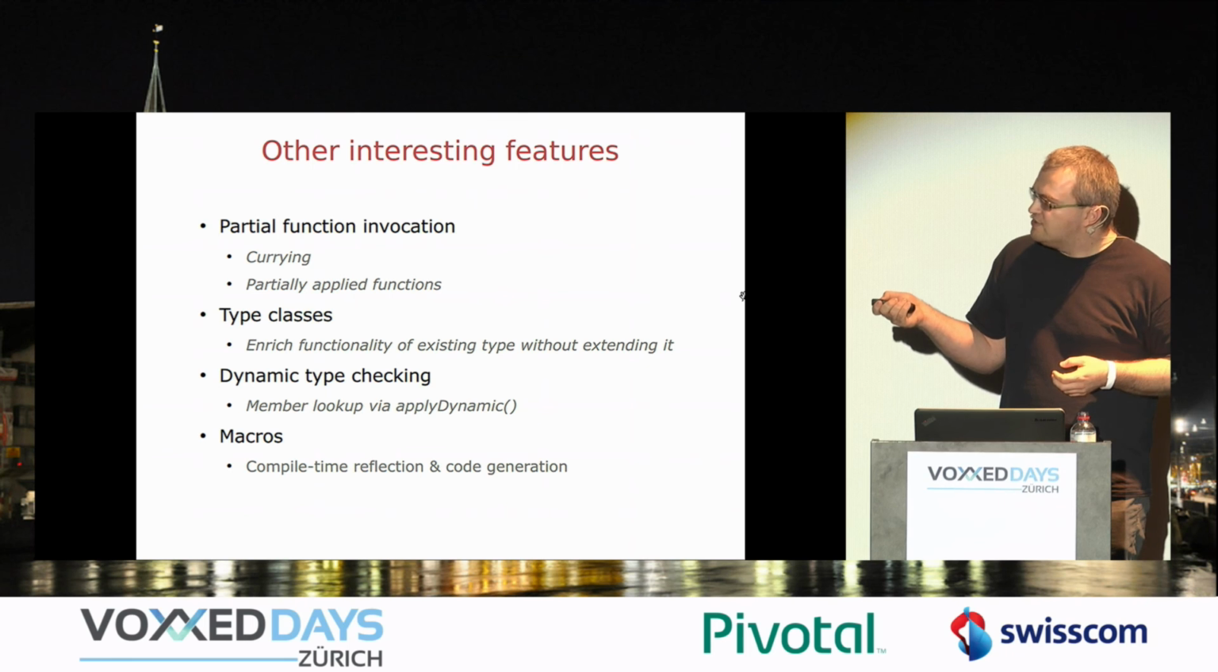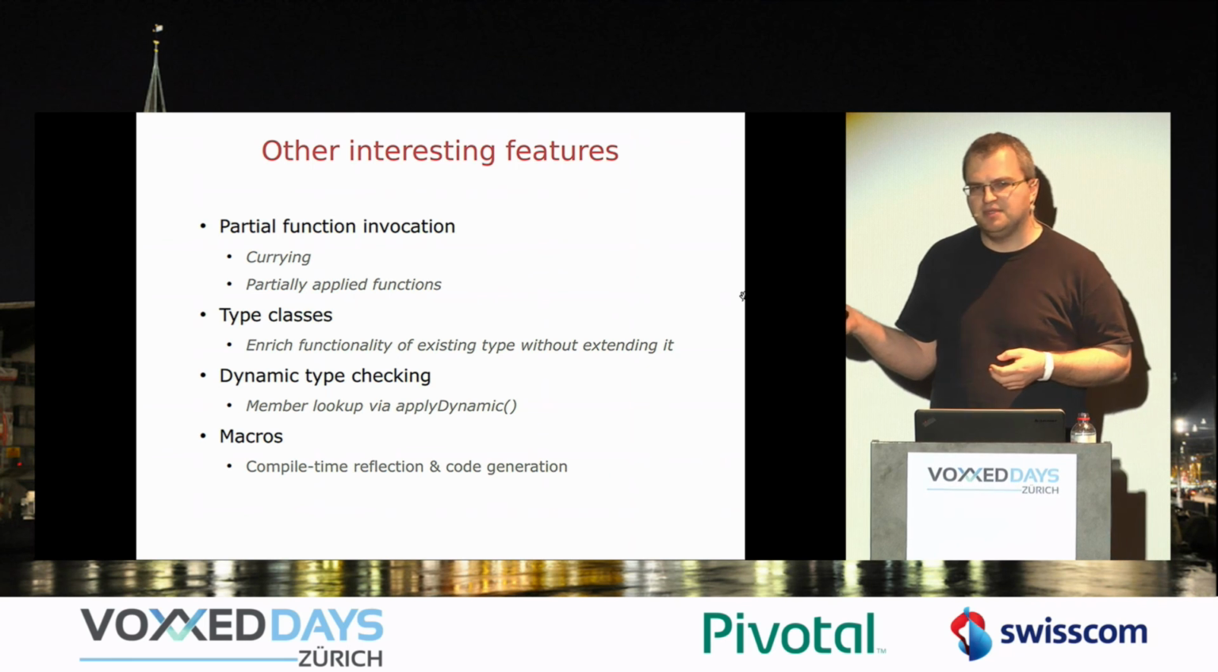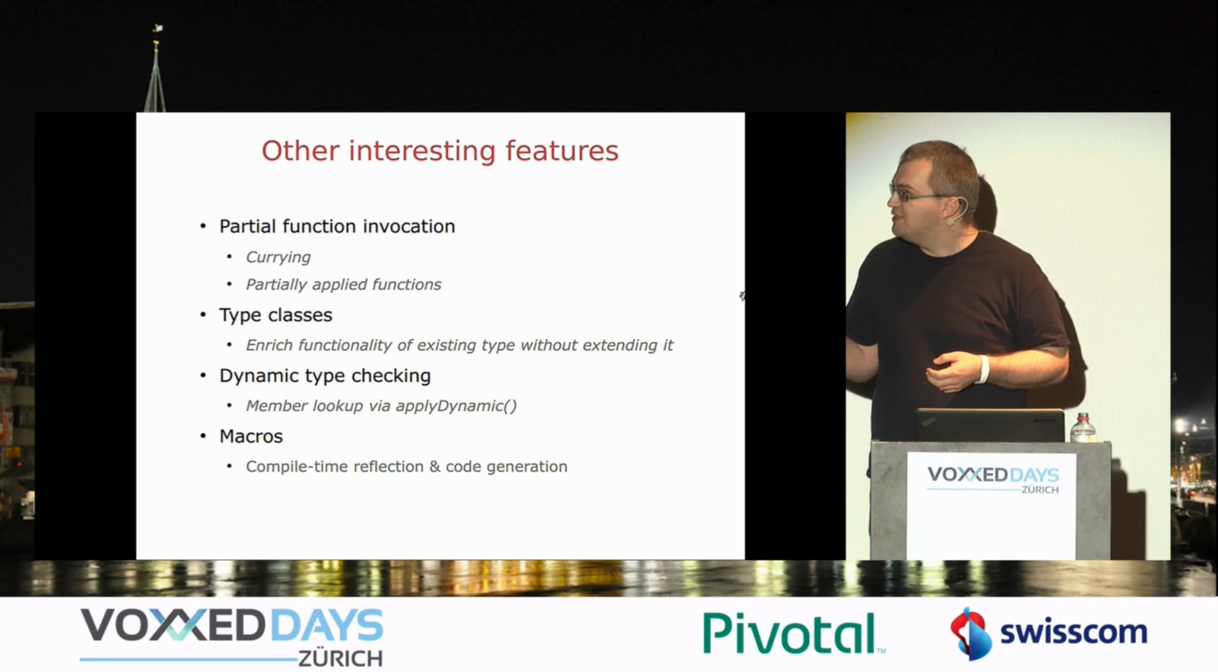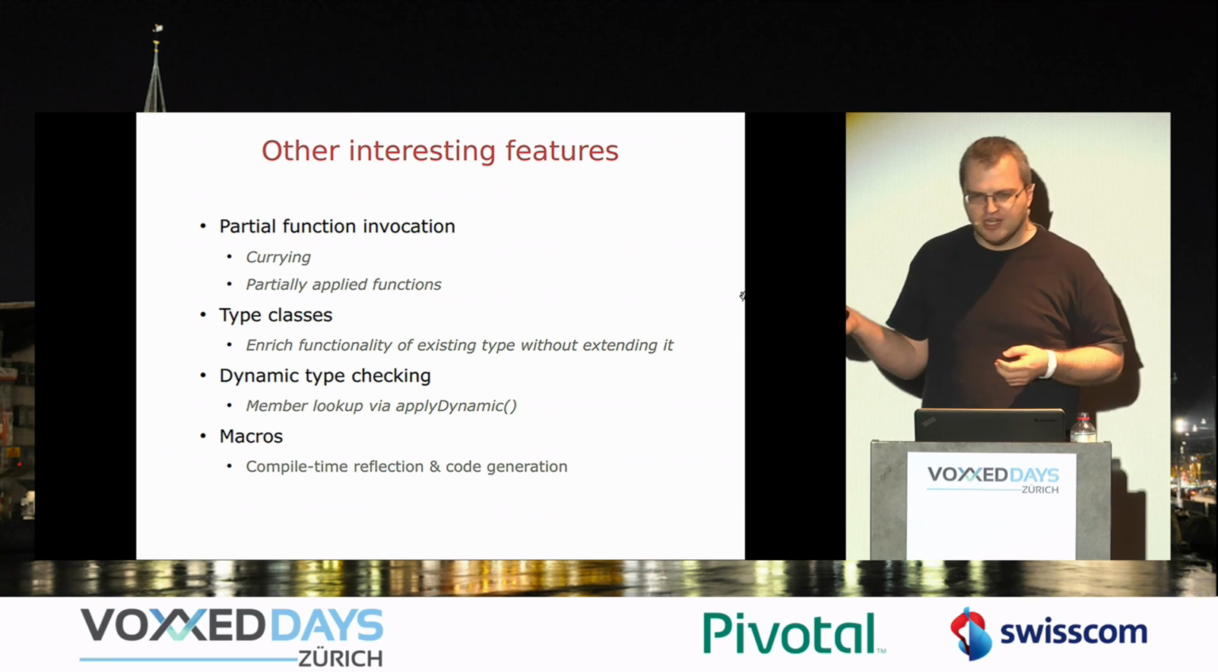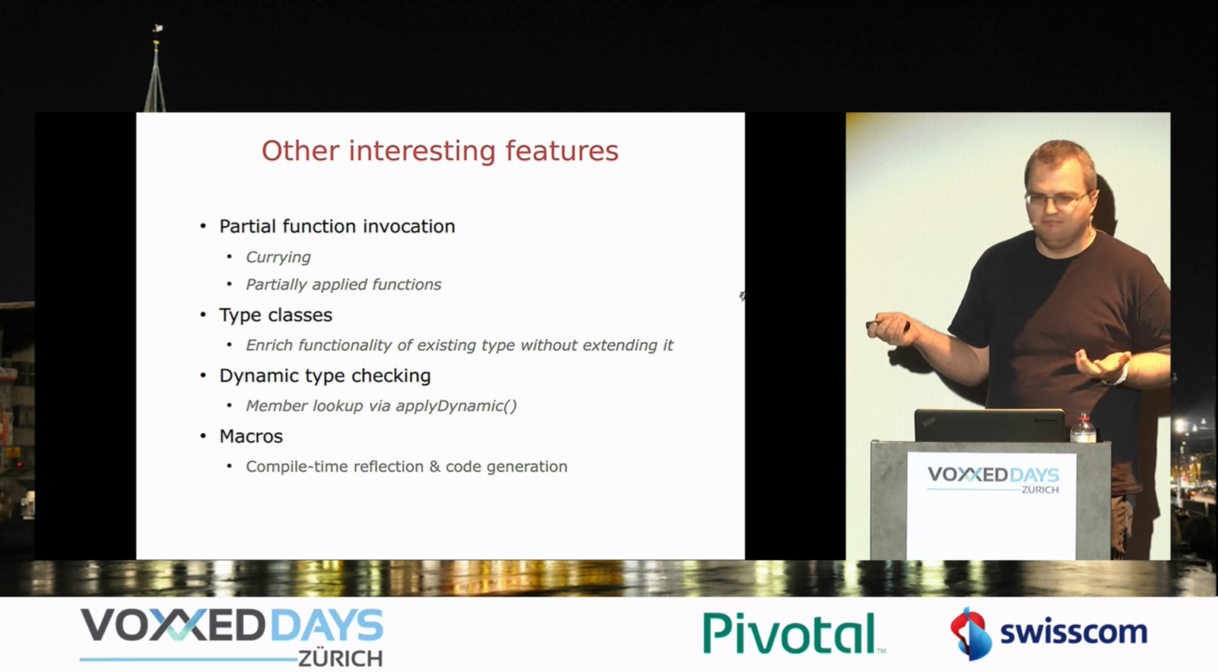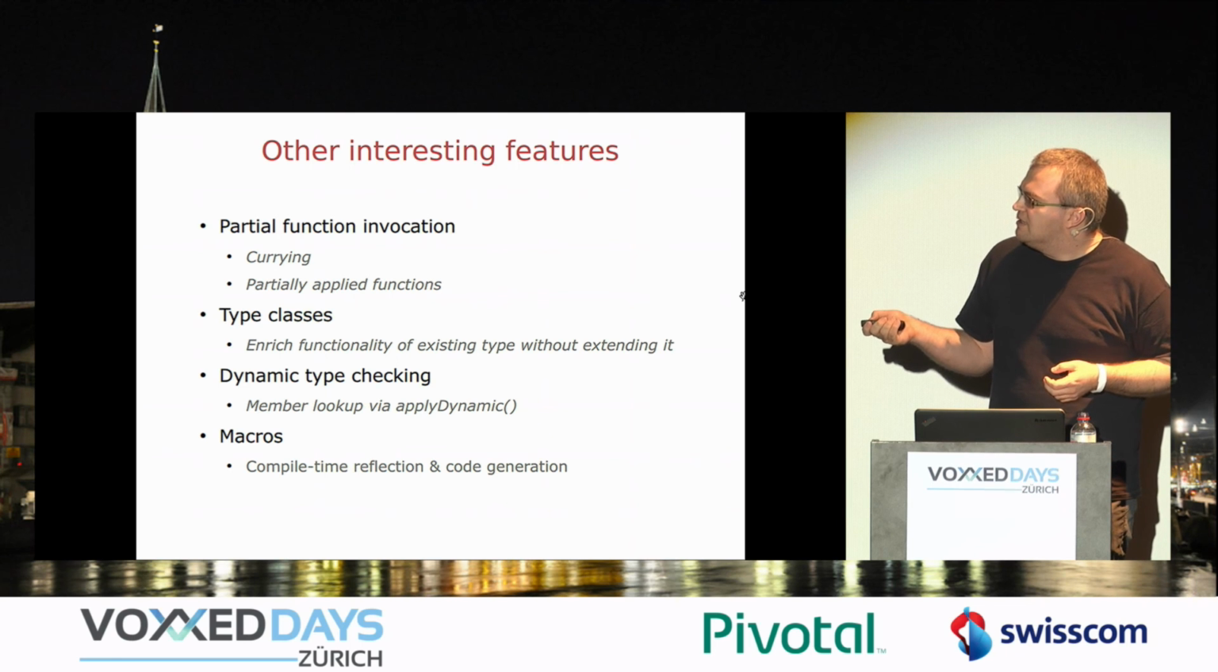A little surprise maybe, Scala actually supports dynamic type checking. There is a construct for it. If you make an object that implements so-called apply dynamic, you can have your Ruby in your Scala. Totally possible. It can be useful for some things.